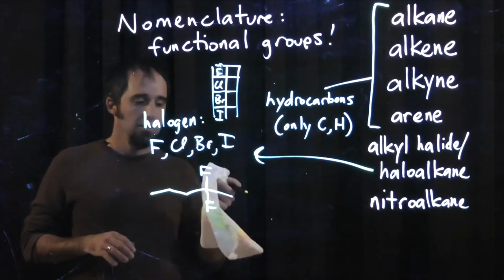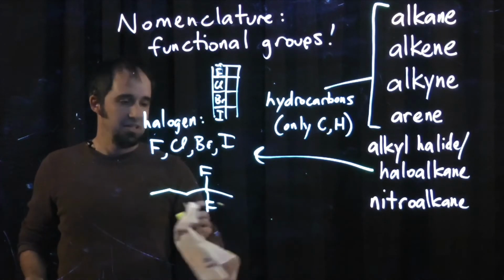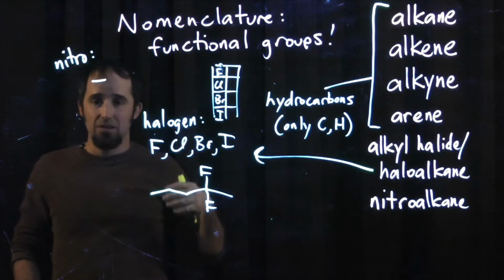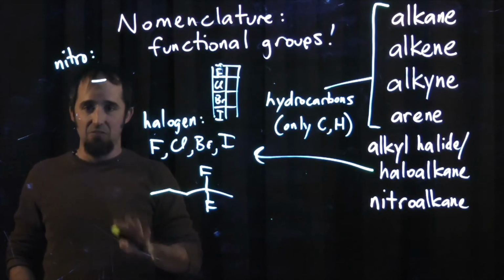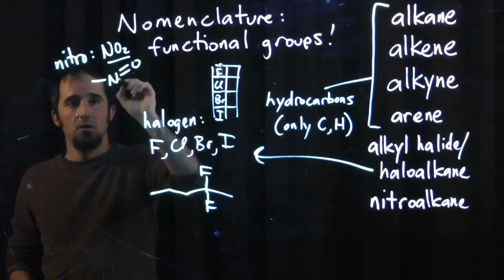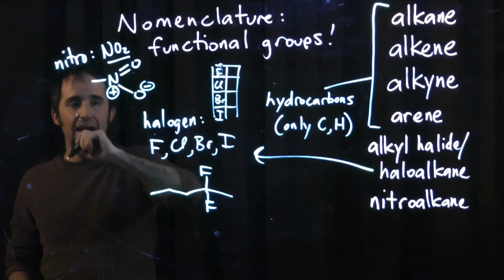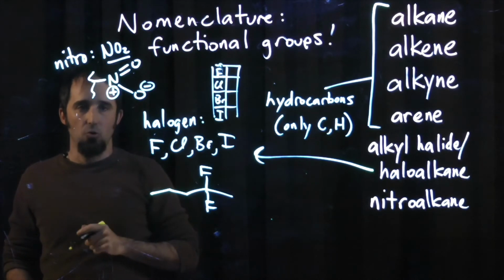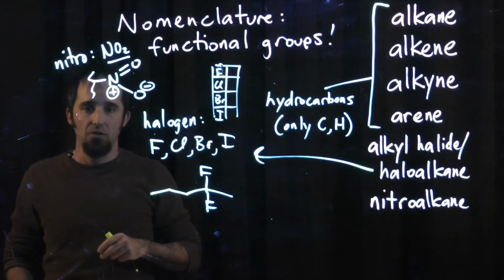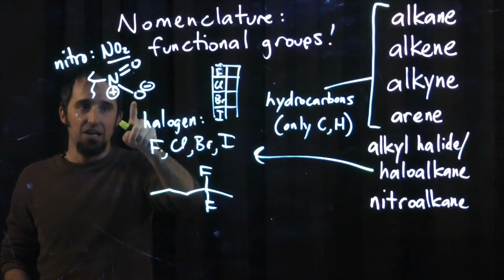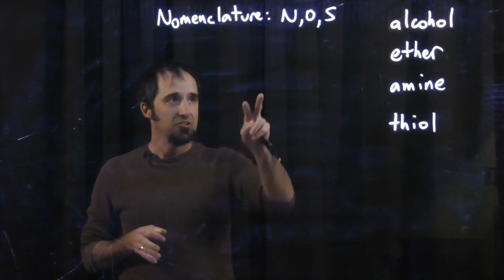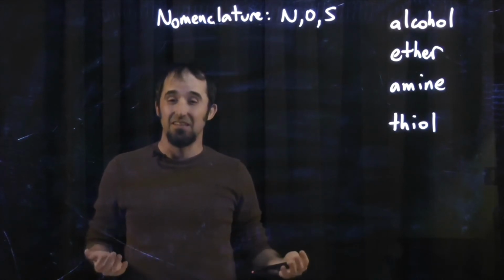A nitroalkane contains, yes, a nitrogen, but specifically it contains a nitro group. Now, this is something that students usually get wrong, and so I want to emphasize it right now. A nitro is an NO2. That is a nitro group. A nitro group has a nitrogen with essentially 2 bonds to one oxygen and 1 bond to another. It's also got a positive charge on the nitrogen and a negative charge on one of the oxygens. Here we're going to mostly focus on nitrogen, oxygen, and sulfur containing compounds with still a single bond.